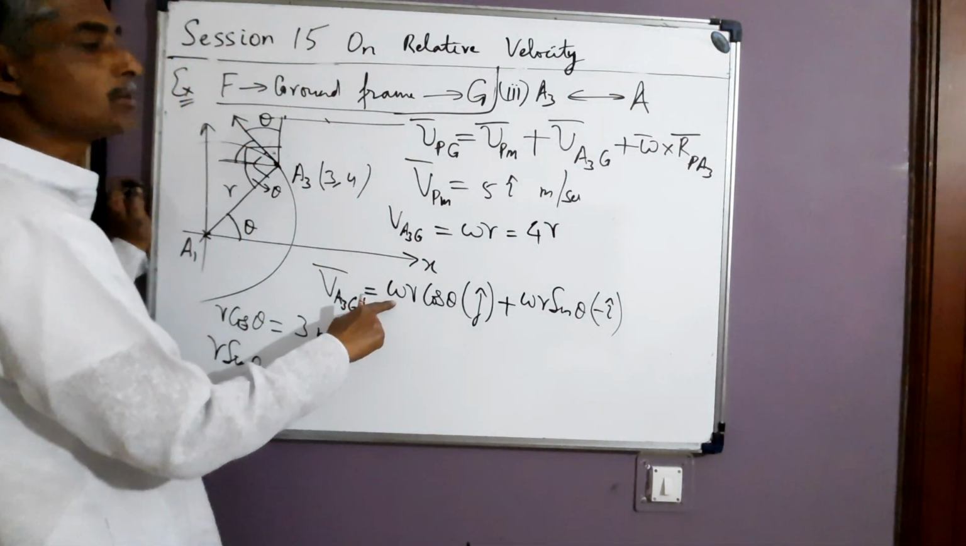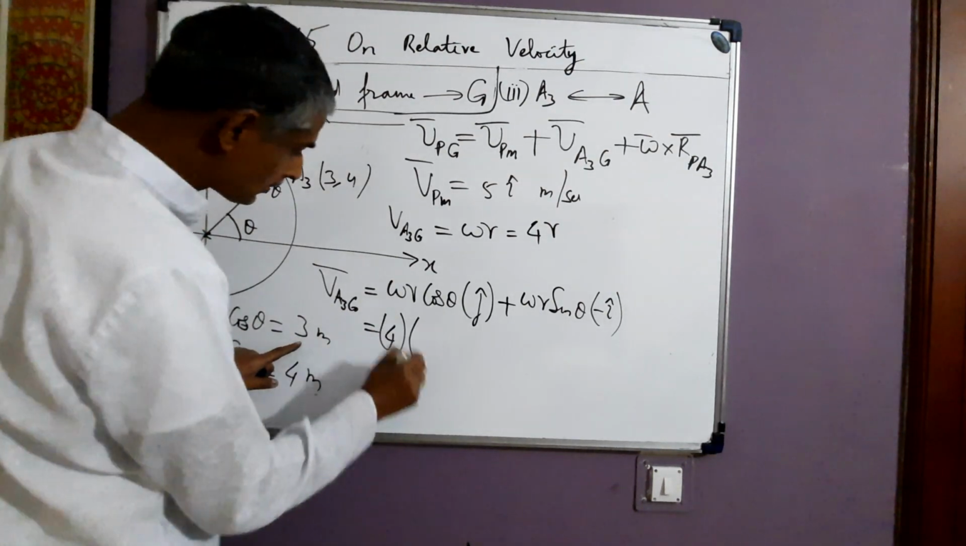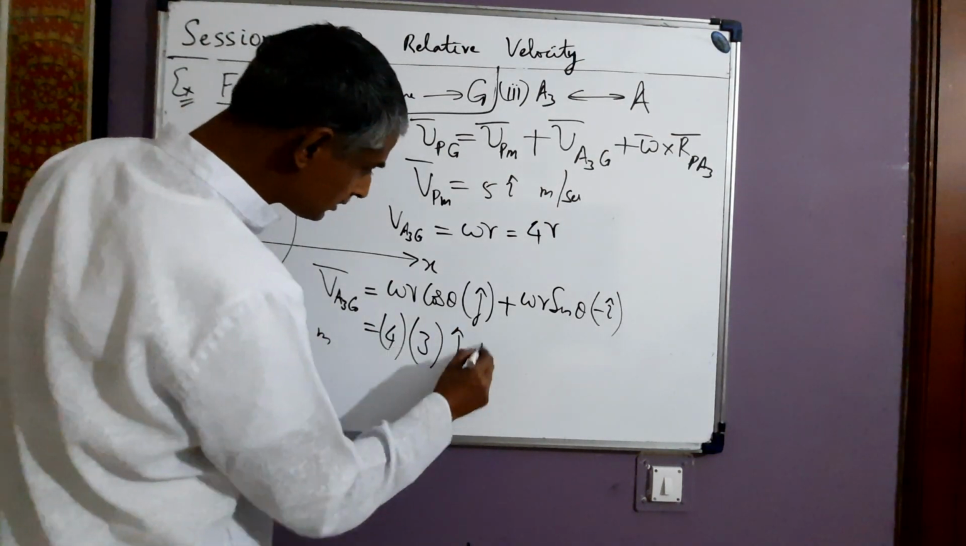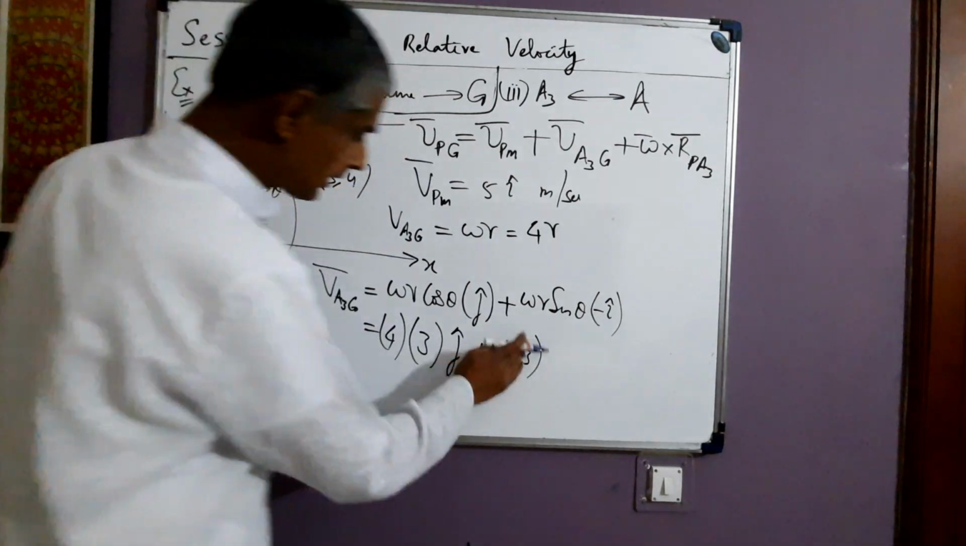So what do we get? Omega is known to be 4, and how much is R cos theta? 3. So 3 into j hat. Omega is again 4, R is equal to 3.